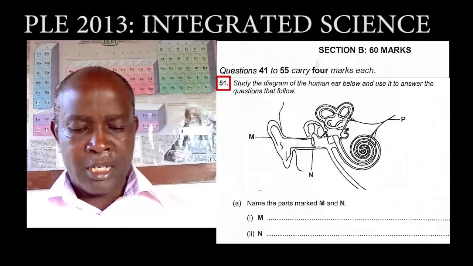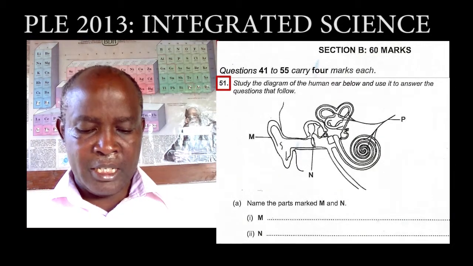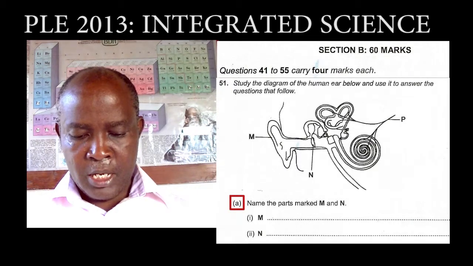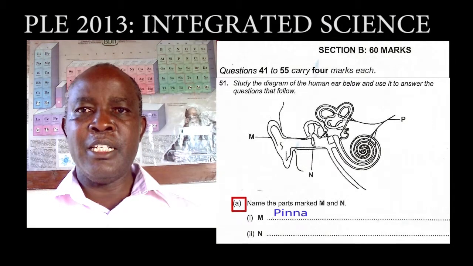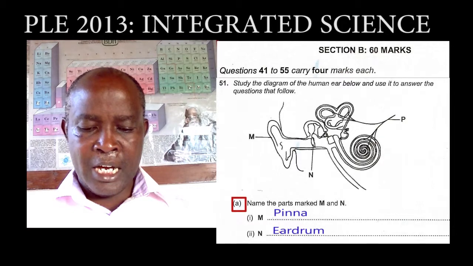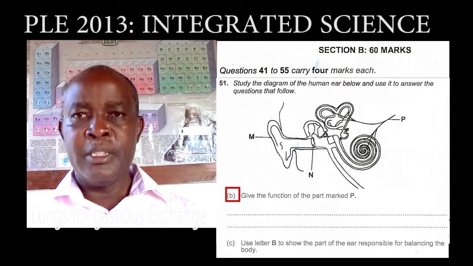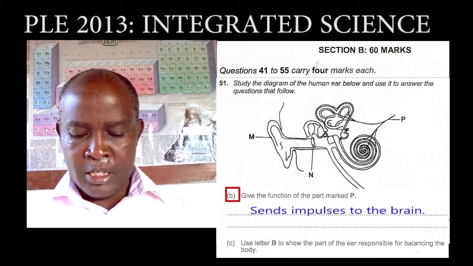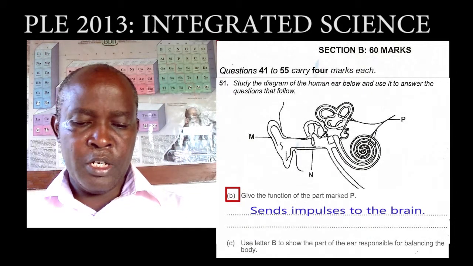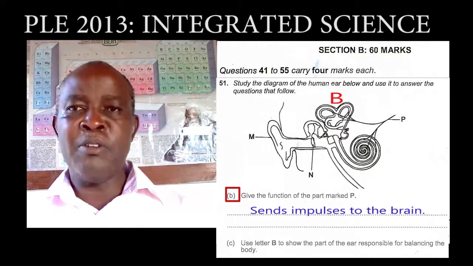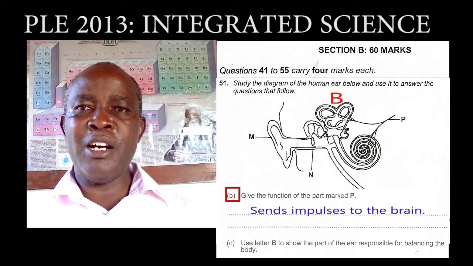51. Study the diagram of the human ear below. Use it to answer questions that follow. A. Name the part marked M and N. Part M is pinna, part N is eardrum. Give the function of part marked P. It sends impulses to the brain. Use the letter B to show the part of the ear responsible for balancing the body. Put B at the semicircular canal here.